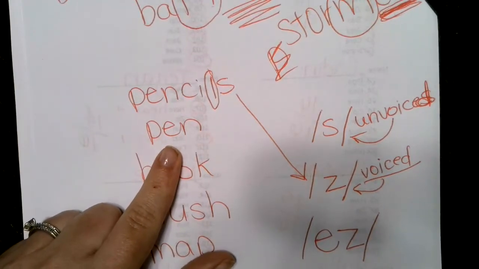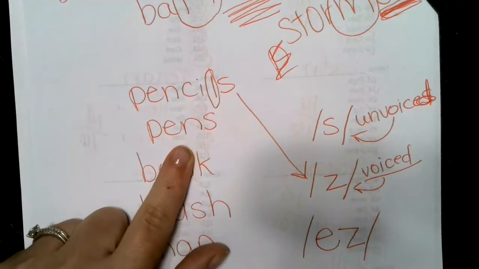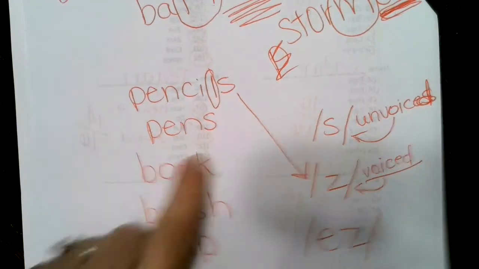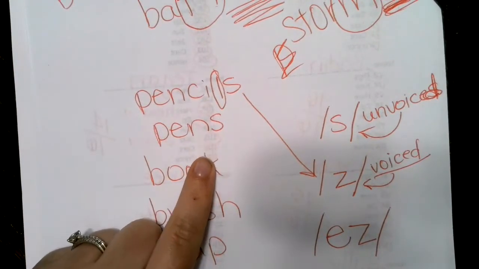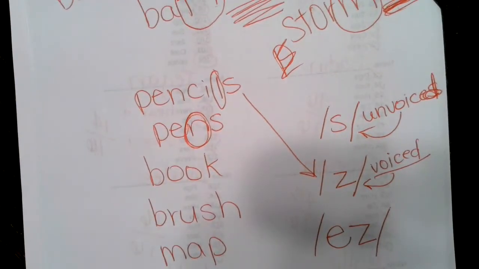Let's look at this next one. This word is pen. Well, to make pen more than one, I'm going to add an S. But I don't know if it's going to make the S sound or not. What sound is going to determine what sound this S is going to make? I hope you said N. Put your hand on your throat and say N, voiced or unvoiced. It vibrated, that means your voice box is on, so it's voiced. So it's going to be pens.